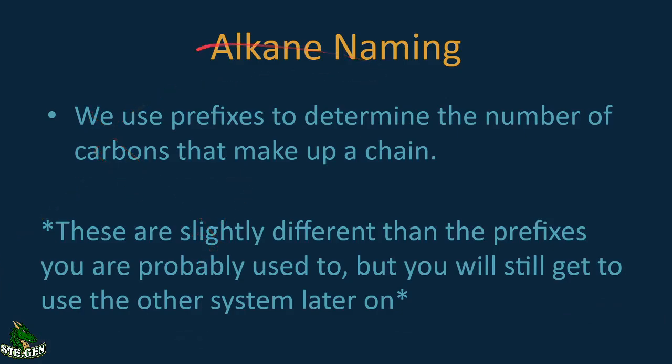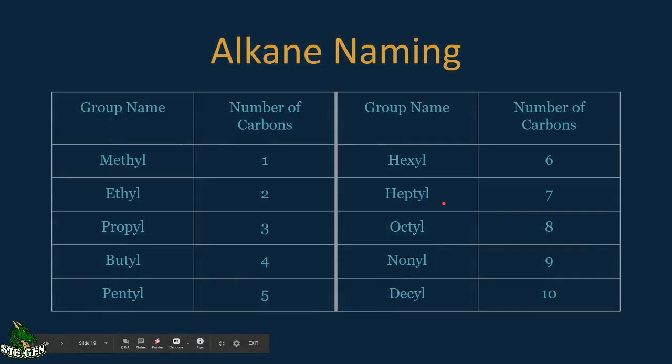We're going to be going through alkane naming. Now, for alkanes, if you remember, alkanes are hydrocarbons that only involve single bonds between carbons. If there's any double bonds, any triple bonds, it is no longer considered an alkane. We use prefixes to determine the number of carbons that make up a chain. These are going to be slightly different than the prefixes you probably remember from chemistry, but you will still get to use that system. You just won't get to use it right away.